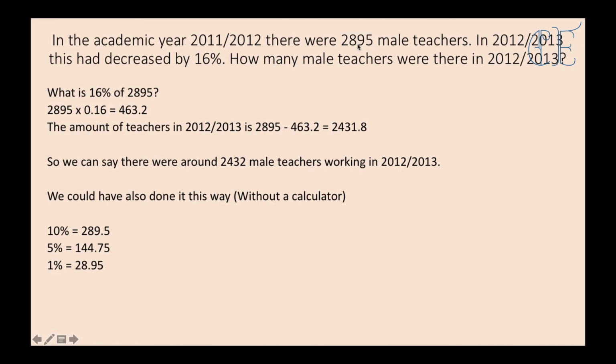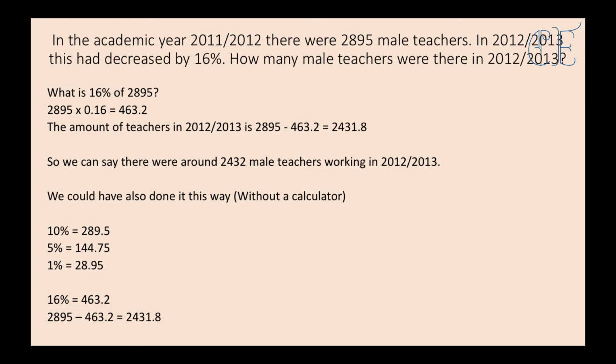I split it into 100 pieces to find out what 1% was, which is going back 2 decimal places, 28.95. And then I would just add all those together. There is a video on adding decimals, okay, if you're struggling with that. So if I add them all together, it gave me 463.2, which is exactly the same answer I got here. And then I would take them away from each other, giving me the same answer I got here. Okay, so hopefully you understand those methods.